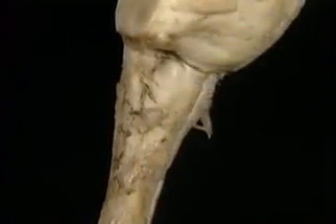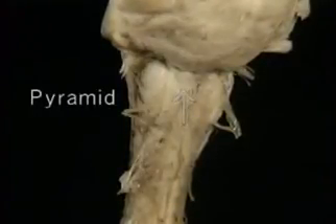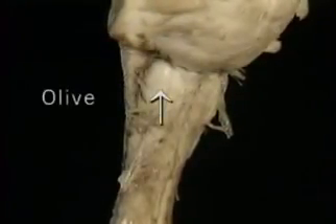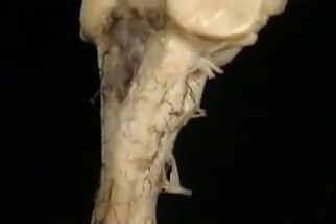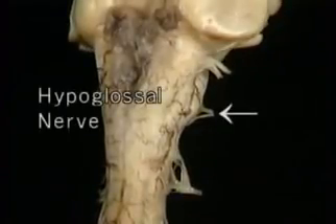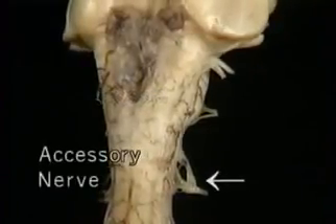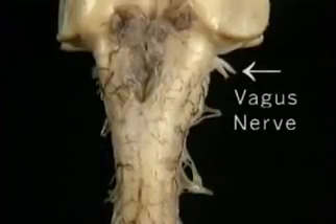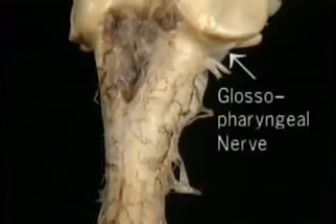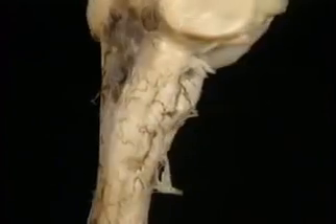The ventral aspect of the medulla is marked on each side by these bulges, the pyramid and the olive. Emerging from the ventral and lateral surfaces of the medulla are the filaments of the four lowest cranial nerves, the 12th, the hypoglossal, the cranial part of the 11th, the accessory, the 10th, the vagus, and the 9th, the glossopharyngeal.